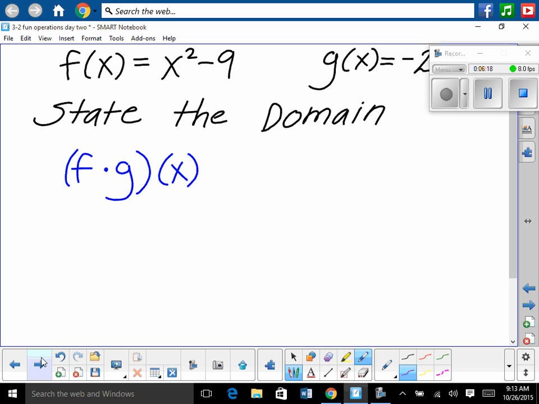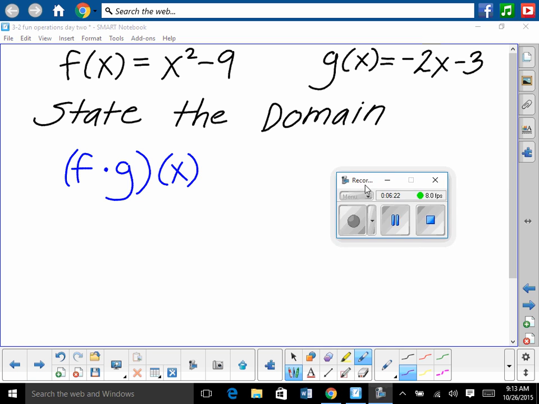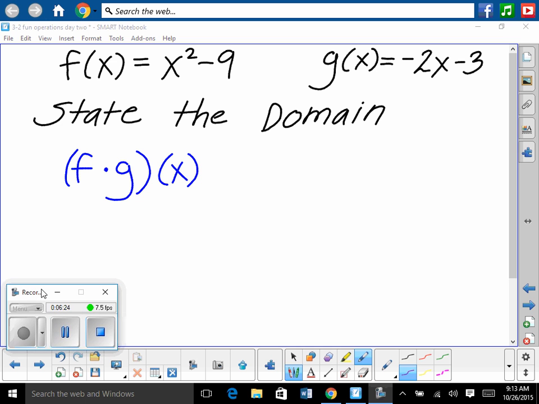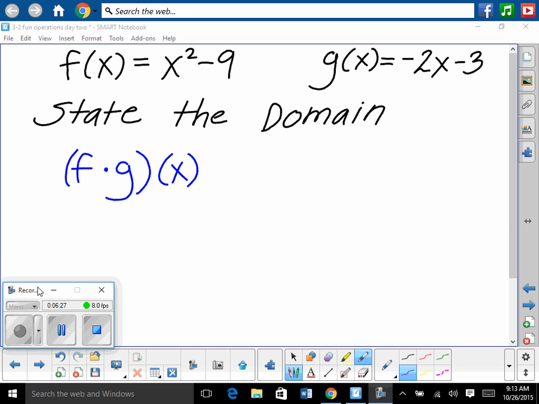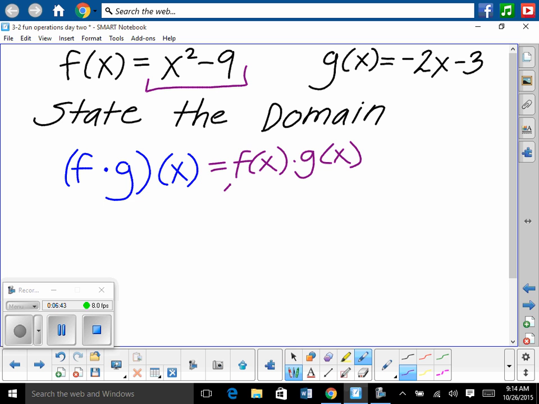So it says, given f of x is x squared minus 9, g of x, I cannot figure out where to put this. Little guy, they made me switch computers, so I'm still figuring it out. Okay, so then g of x is negative 2x minus 3. We're asked to find f times g of x and state the domain. So we know f times g of x is just f of x times g of x. So we're going to take f of x, which is x squared minus 9, and times it by g of x, which is negative 2x minus 3.